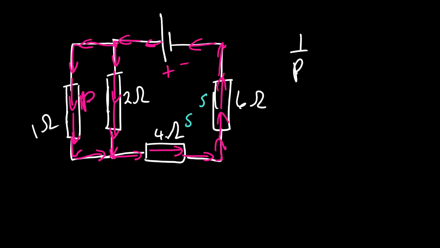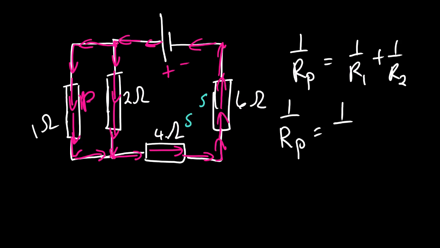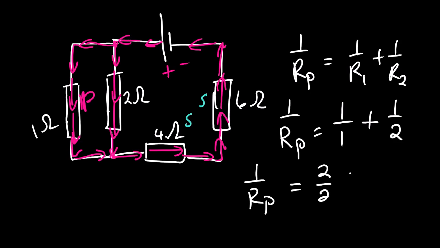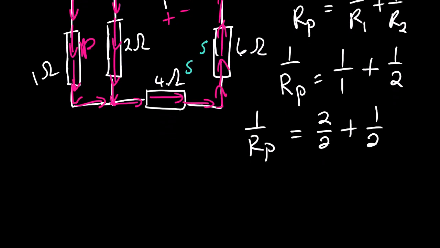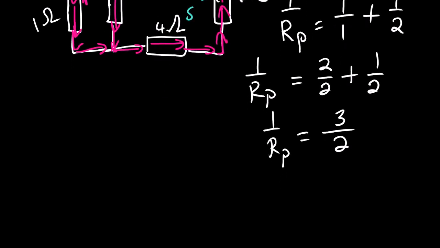We start with the parallel, 1 over R1 plus 1 over R2. 1 over Rp is equals to 1 over R1, it's 1 plus 1 over 2. This one we can quickly calculate it. 1 over Rp is equals to 1 over 1, which is the same as 2 over 2, plus 1 over 2. Then we simply take one denominator, 2 plus 1 it's 3. This is 1 over Rp. Flip change, you are going to have Rp is equals to 2 over 3 ohms.